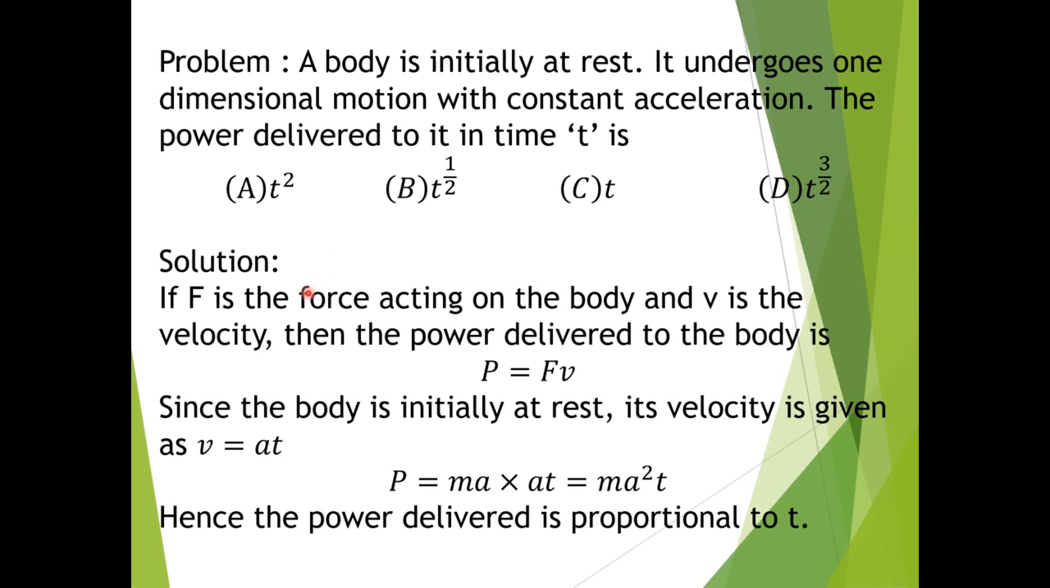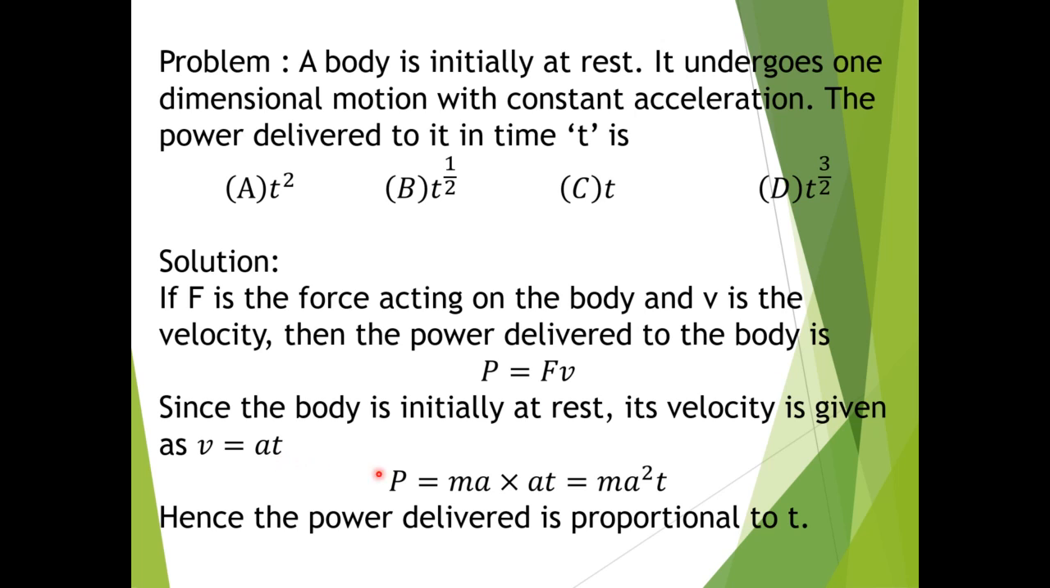So if F is the force acting on the body and V is the velocity, then the power delivered to the body is the product of the force and the velocity. Now the body is initially at rest, so we can use the kinematic equation V is equal to U plus AT, where U, the initial velocity, is 0. So the velocity after time t is the product of acceleration times t. So this gives us the velocity of the body.